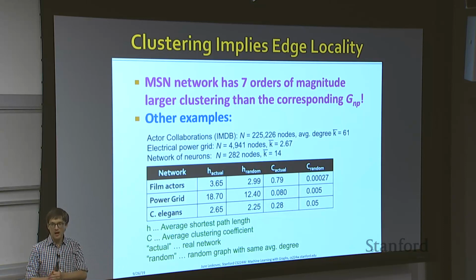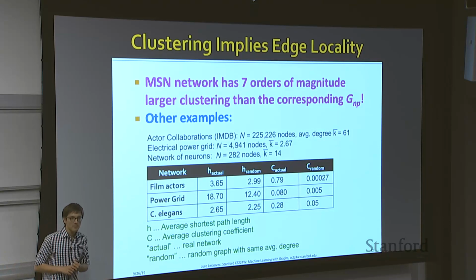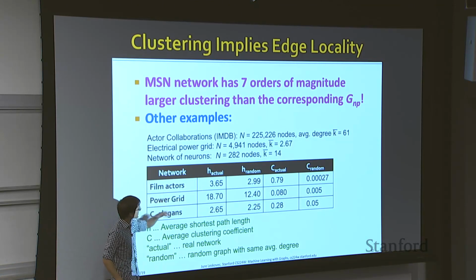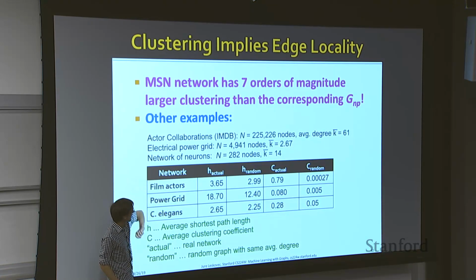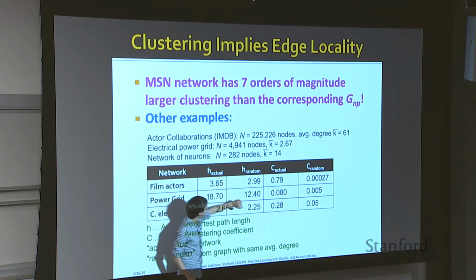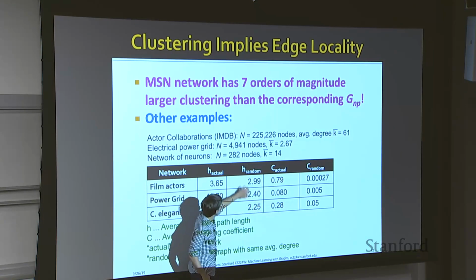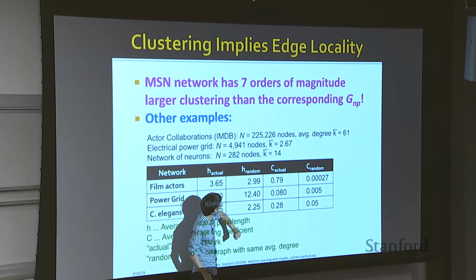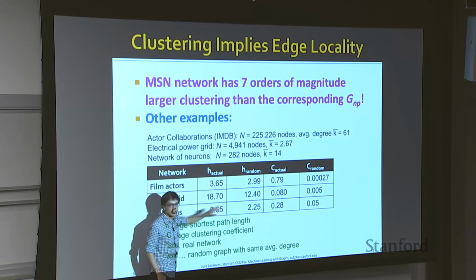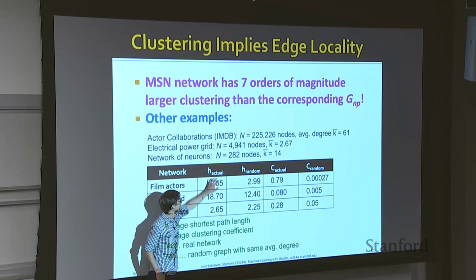So our error was 10 million times, right? Here are some other networks that I took that, for example, compare the shortest path length and the clustering between a random graph with the same number of nodes and same number of edges versus the real graph, which are labeled as H actual.